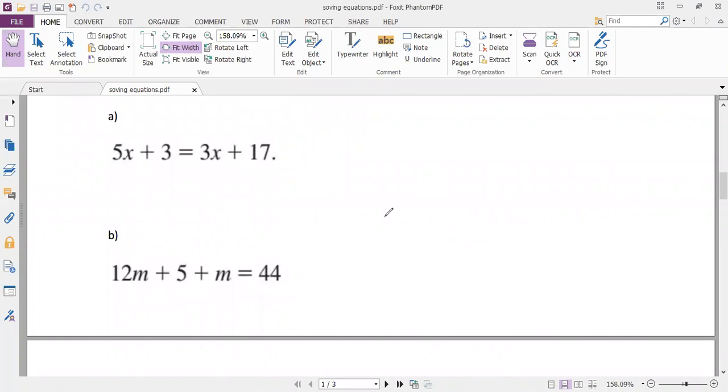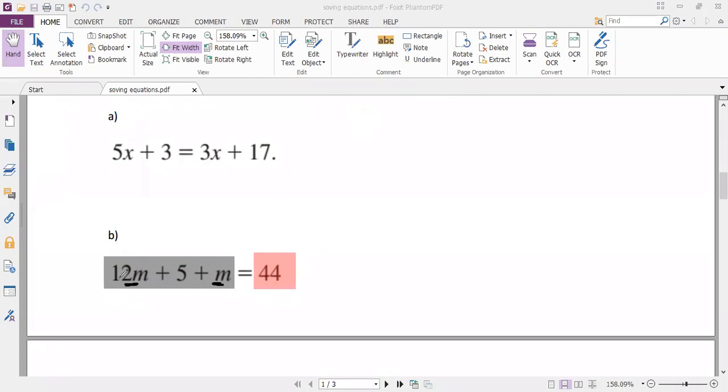Some students get confused and say, move m from this side to the other side. Now, m and 12m, both of them exist in this side, 12m and m. So we don't need to move m to the right side, they are all in one side. As you know, 12m plus 5 plus m, all of them in a side. And we have in the right side 44.